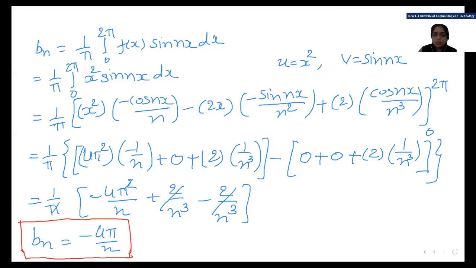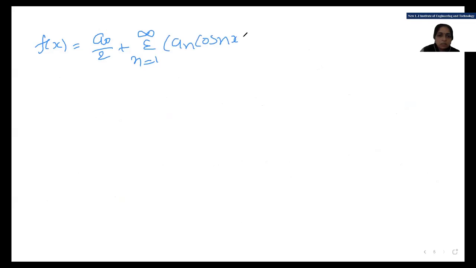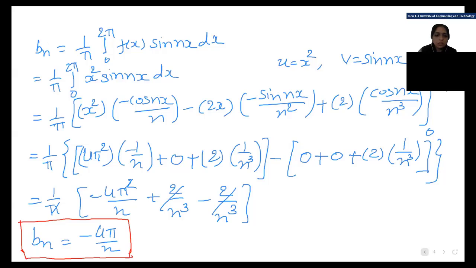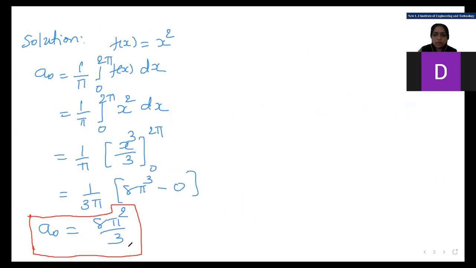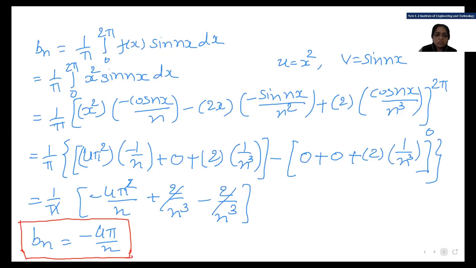Okay. So let's move to the further solution. The formula is f of x is equal to a0 by 2 plus summation n 1 to infinity of an cos nx plus bn sin nx, right? Now what is the value of a0? The value of a0 is 8 pi square by 3. The value of an is 4 upon n square and the value of bn is minus 4 pi by n.